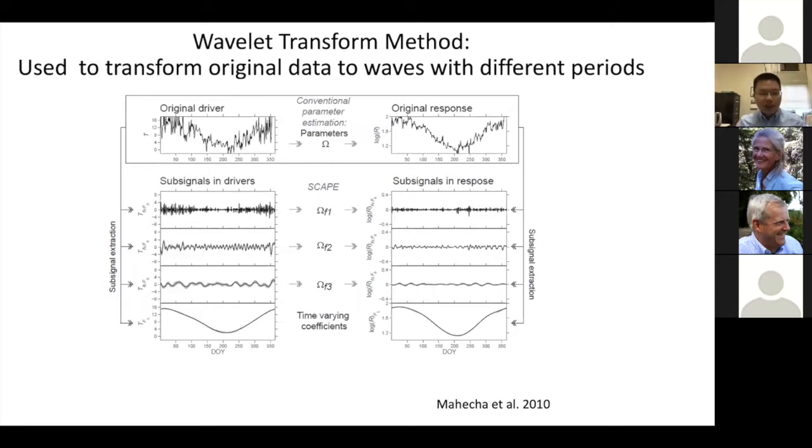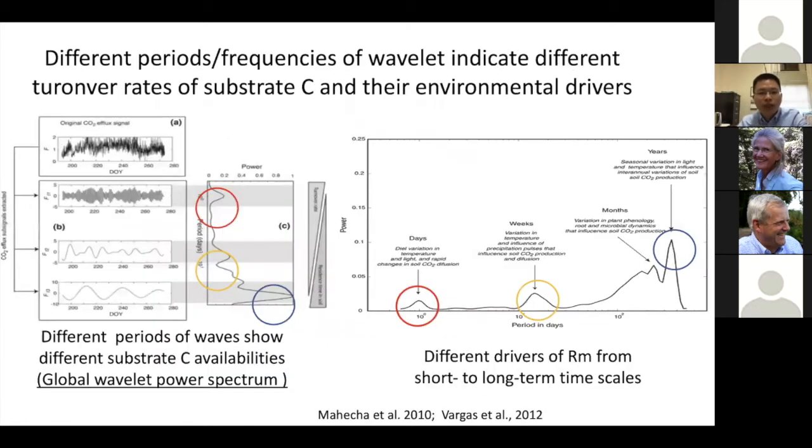Next, the data analysis. I used the wavelet transform method to transform this original data into waves of different periods. These different periods of wavelength indicate different turnover rates of substrate carbon, and these different substrates have their own environmental drivers.